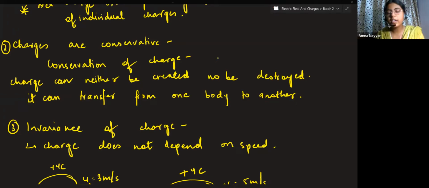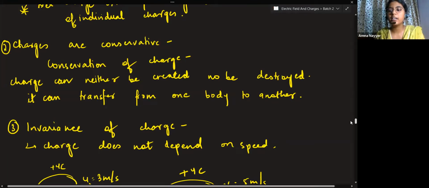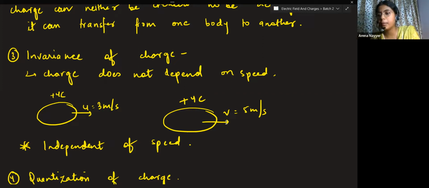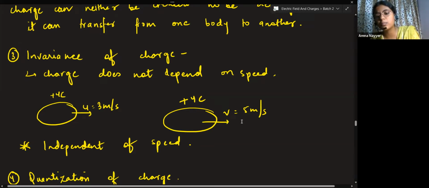The third property was invariance of charge. Invariance of charge means that charge is independent of the speed of the body. Like the example I gave you, a body is traveling with 3 meters per second, and the charge present on it is 4 coulomb. The speed increases to 5 meters per second. It is not necessary that the charge will also increase because of the increment in speed. If the speed has increased from 3 meters per second to 5 meters per second, it doesn't matter to the charge. Charge is independent of the speed. So the charge on this body, after the increment in speed, will still be 4 coulombs only.